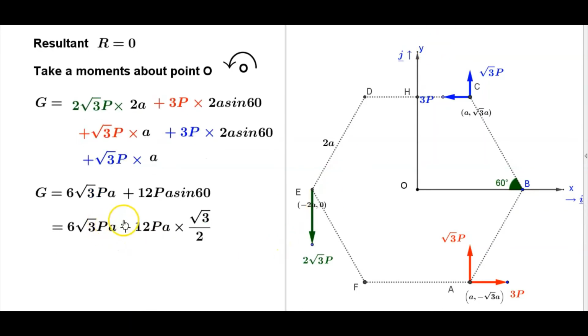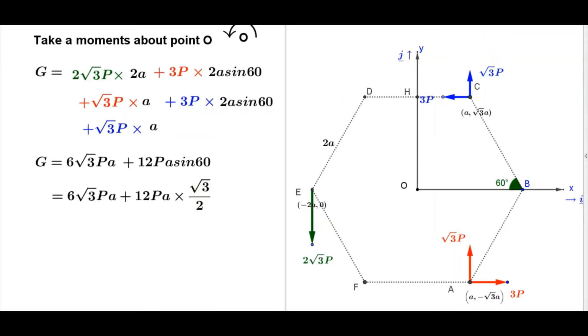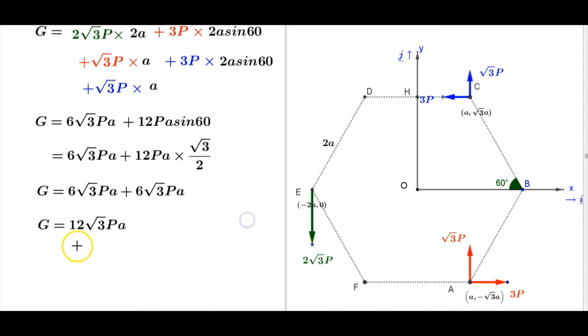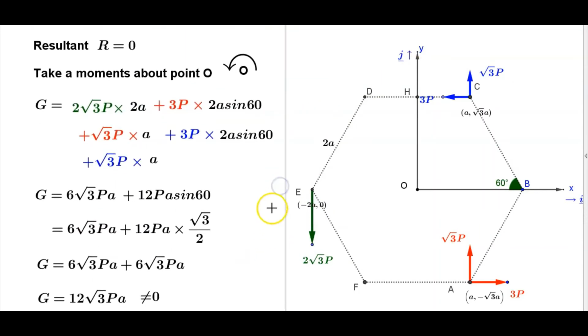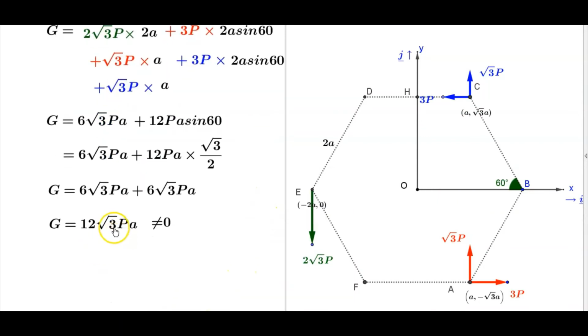6 root 3 Pa plus 12 Pa into sine 60, root 3 by 2, 6 root 3 Pa plus this one also 6 root 3 Pa. Therefore, G is equal to 12 root 3 Pa. This one is not equal to 0. Therefore, for the system R is equal to 0, G not equal to 0, it is 12 root 3 Pa Newton.